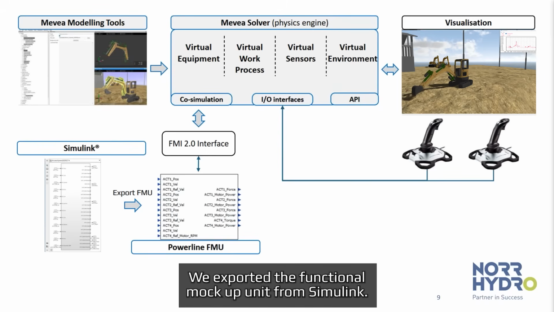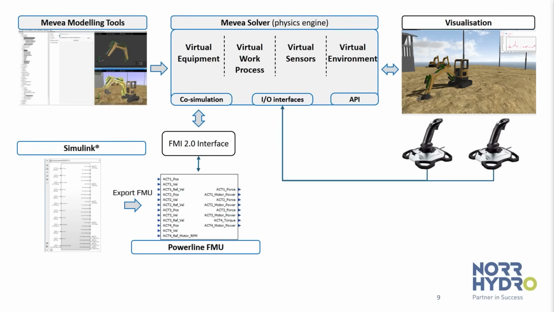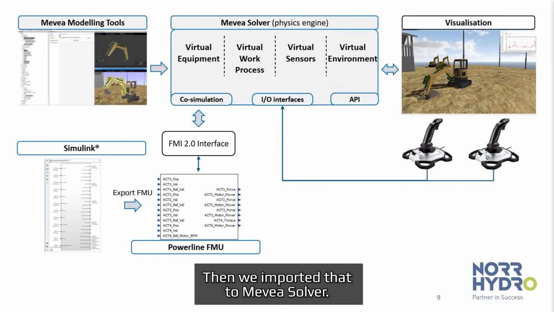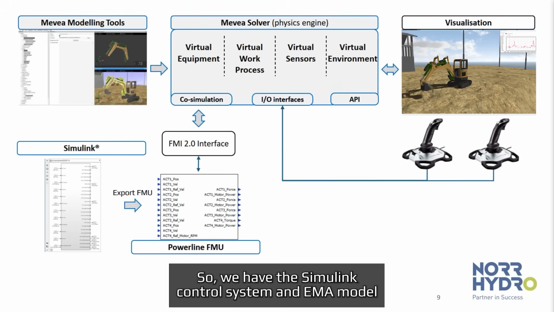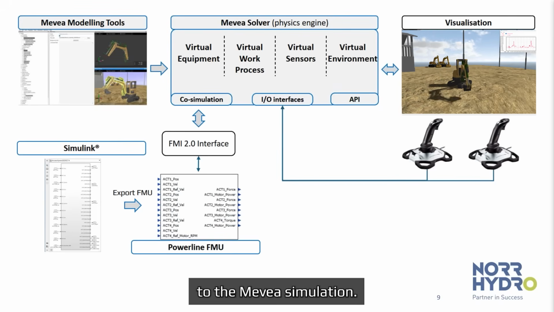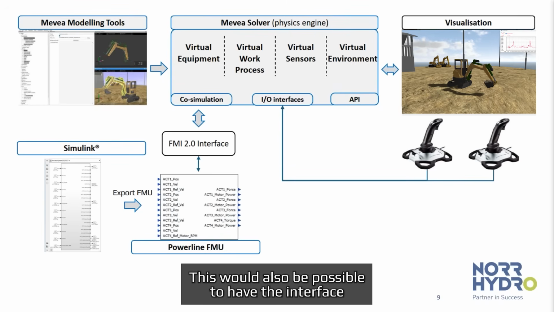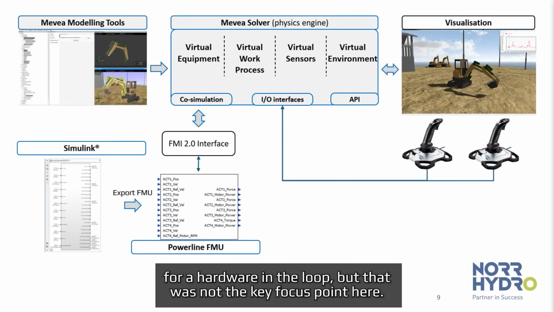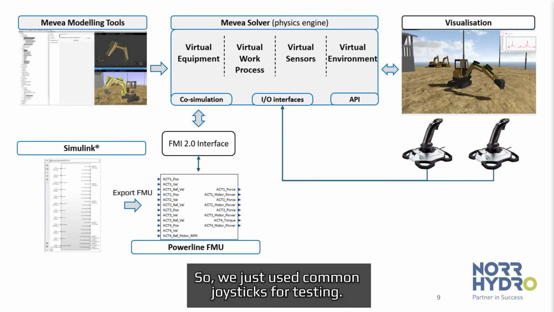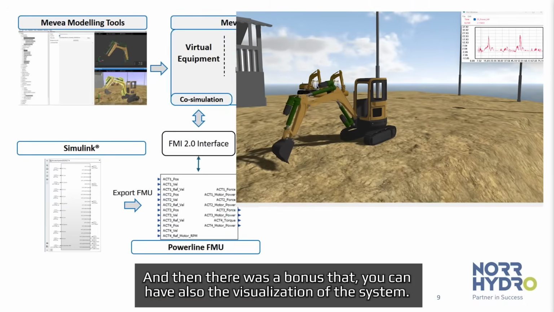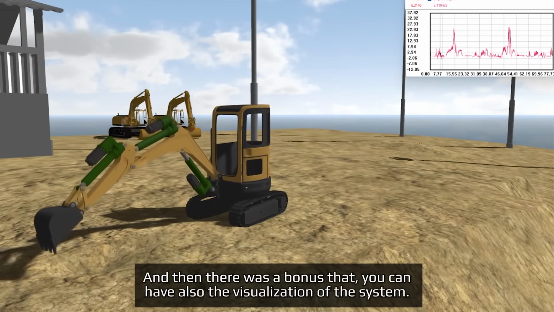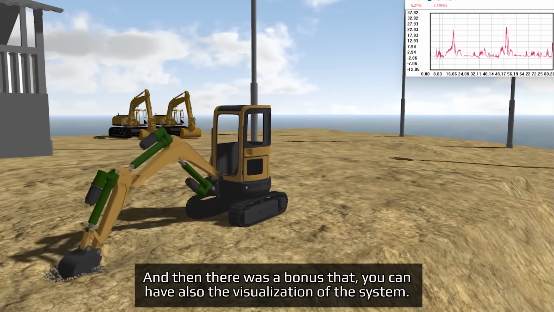We exported the functional mockup unit from Simulink, then imported that to the Mevea solver. So we have the Simulink control system and EMA model in the Mevea simulation. It would also be possible to have the interface for hardware in the loop, but that was not the key focus point here. So we just used common joysticks for testing. And then there was a bonus that you can also have the visualization of the system.